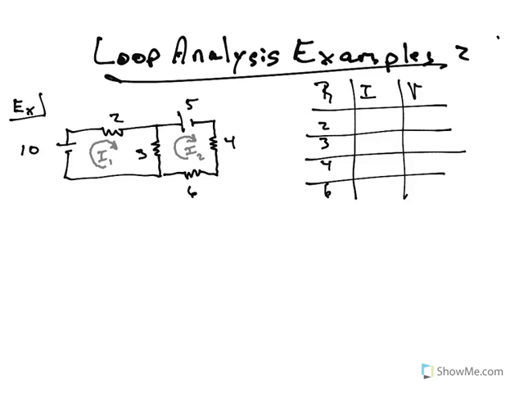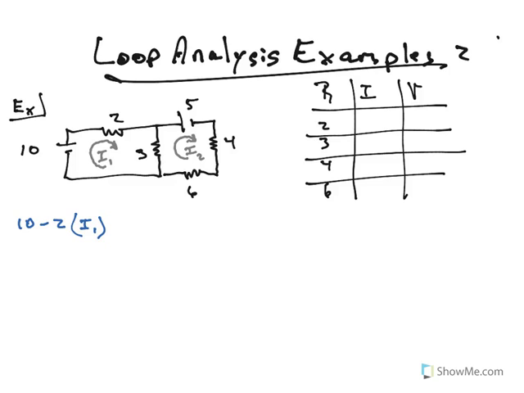Now, let's look at the left loop first. So what do we have? Current's coming in, hits the voltage source, hits the small, then the big, that's positive. So we gain 10 volts. Then the current hits the 2 ohm resistor, so it's going to lose 2 times I1, because the voltage loss is I times R, I1 times 2.